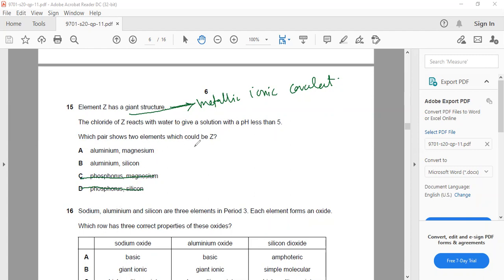And the chloride has a pH less than 5. Magnesium is wrong. Magnesium chloride pH is around 6.5 to 6.9 roughly, very slightly acidic. Aluminum is giant metallic. Silicon is giant covalent. Remember, write it down. Silicon is giant covalent. Every silicon is bonded with 4 silicon atoms to form a giant network.